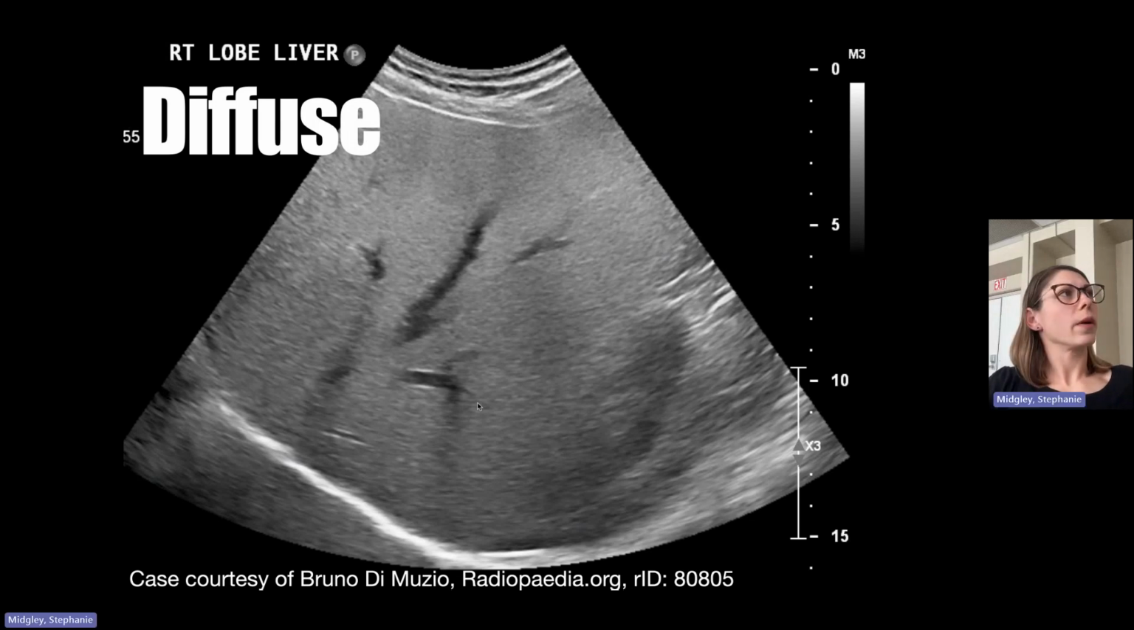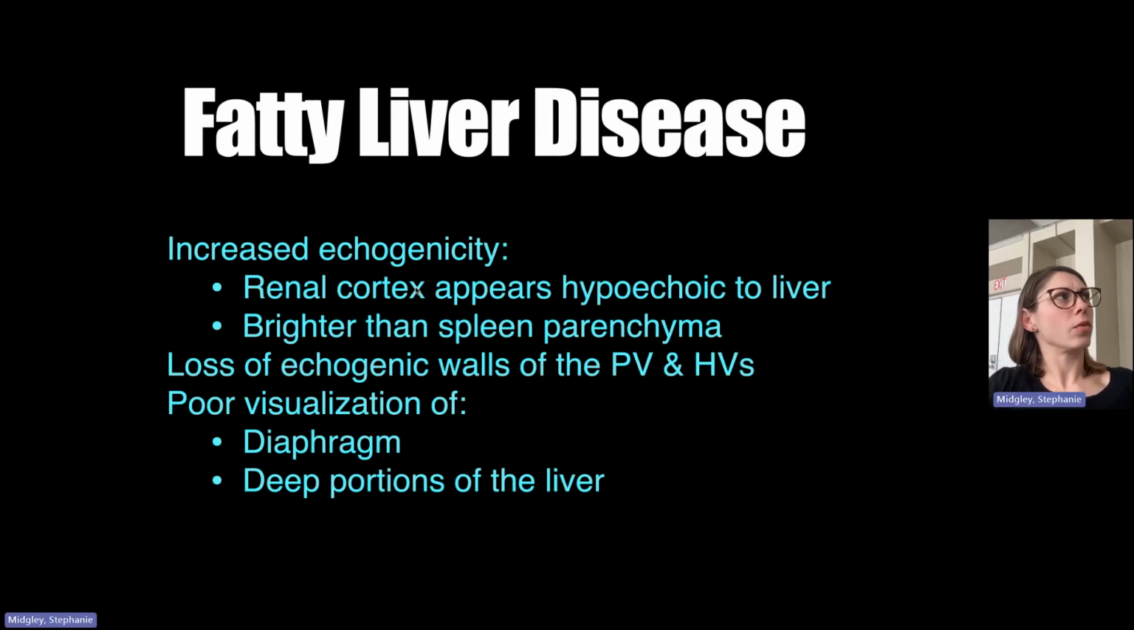So this is diffuse. We talk about the echotexture of the liver, and now it's brighter than normal. This is a bad example, but here's the kidney, and the kidney looks quite a bit darker. Here you can see the vessel walls pretty well, but here you start to lose that distinction. So basically what happens is the renal cortex starts to appear darker than the liver. And if you compare the liver to the spleen, the liver starts getting brighter than the spleen. That's a nice comparison. You're going to lose the echogenicity of the blood vessel walls.